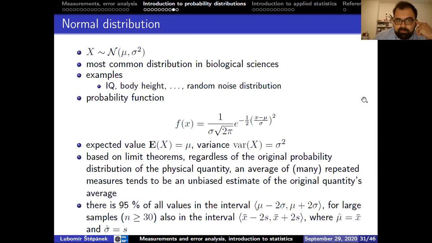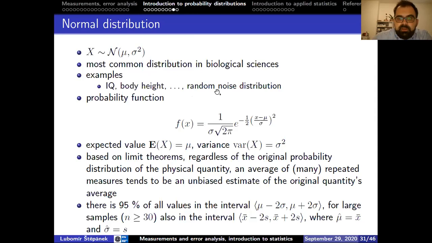Okay, normal distribution, very important in biological sciences. Maybe the most important distribution in all biological sciences. Examples: it's present in many situations, like measurement of body height or intelligence quotient, or many, many other applications. What is important for biophysics? It's a typical distribution for a random noise system.